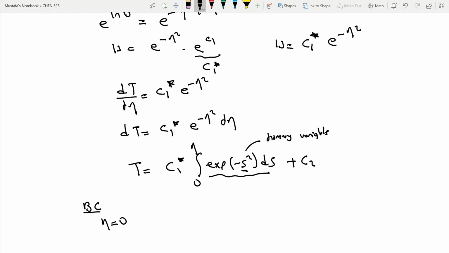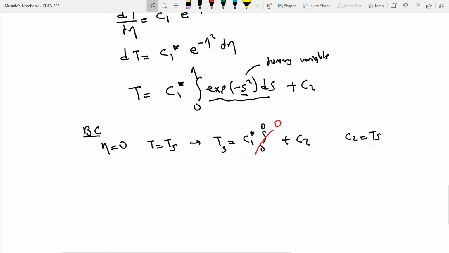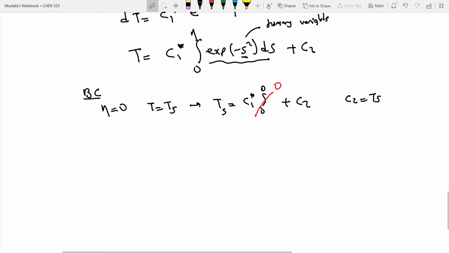When eta is equal to 0, T is equal to Ts. So what does eta equal to 0 mean? Integral from 0 to 0 means it is 0, so we are not integrating. So that means T equals C1 star times integral from 0 to 0, which is going to give us a big 0 here, and then we have C2. T in this case is equal to Ts. So that means C2 is equal to Ts. So now we found one of the constants.